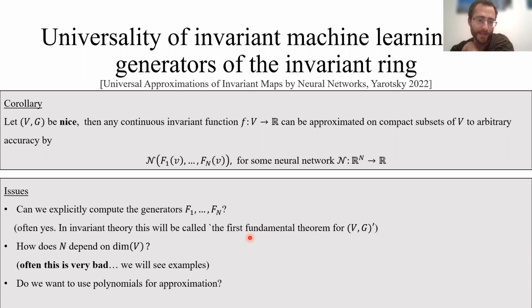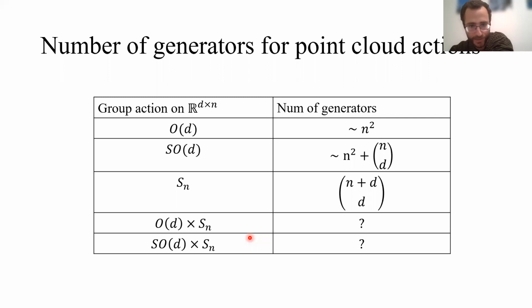Another question we could ask, so I've heard Dustin talk about this, is whether polynomials are the greatest thing to be using here. In practice, are we going to use polynomials, and do we want to do that? But for now, let's ignore that. Maybe we'll discuss it later, maybe not. Okay, so I said the number of generators can be bad.